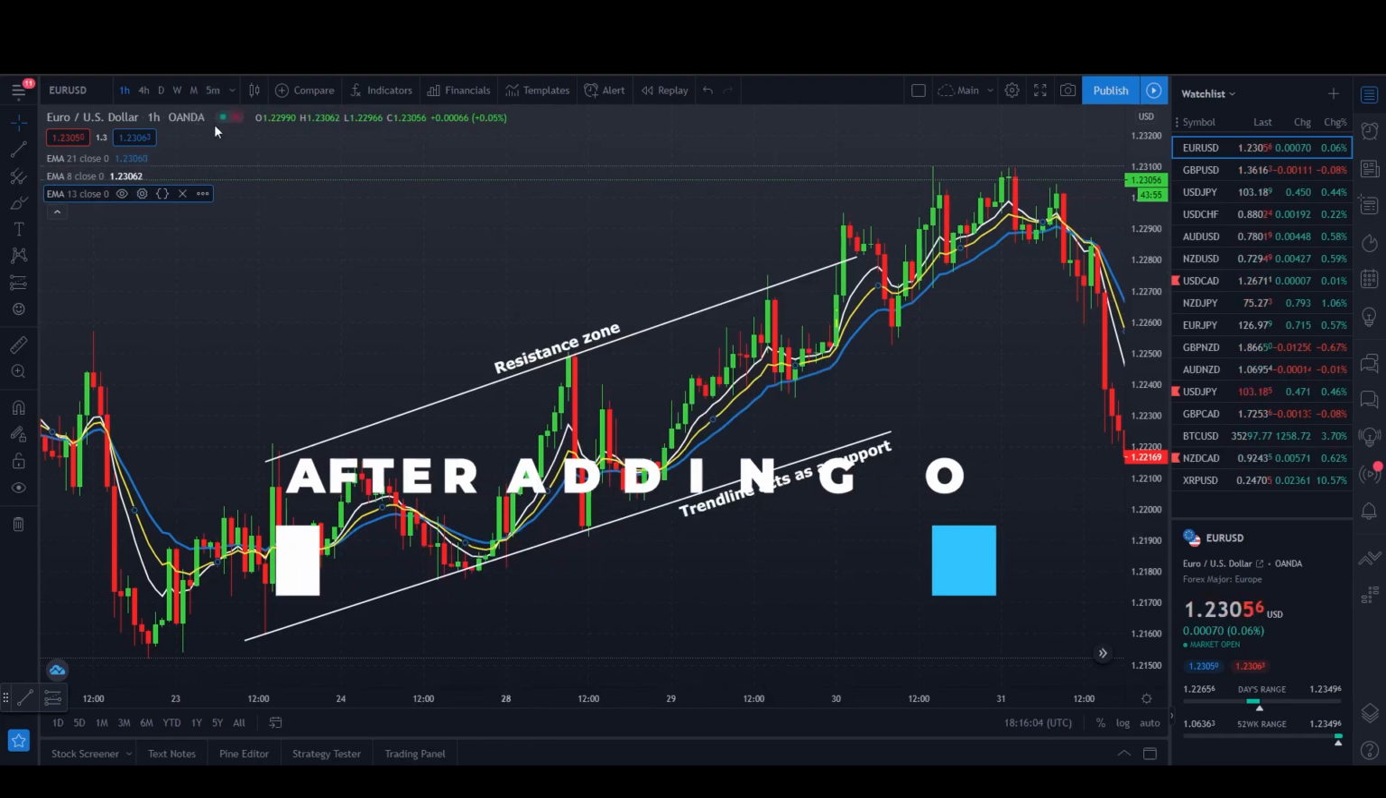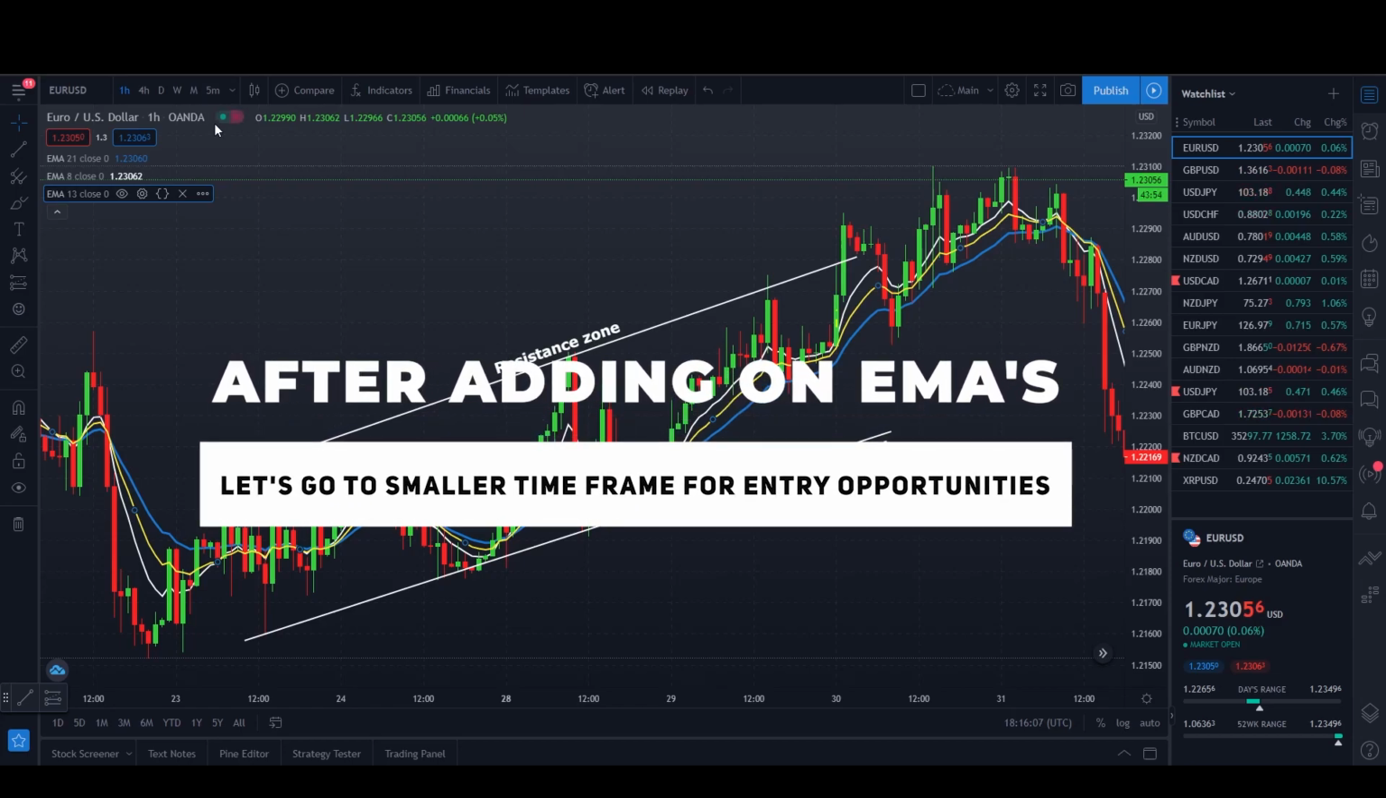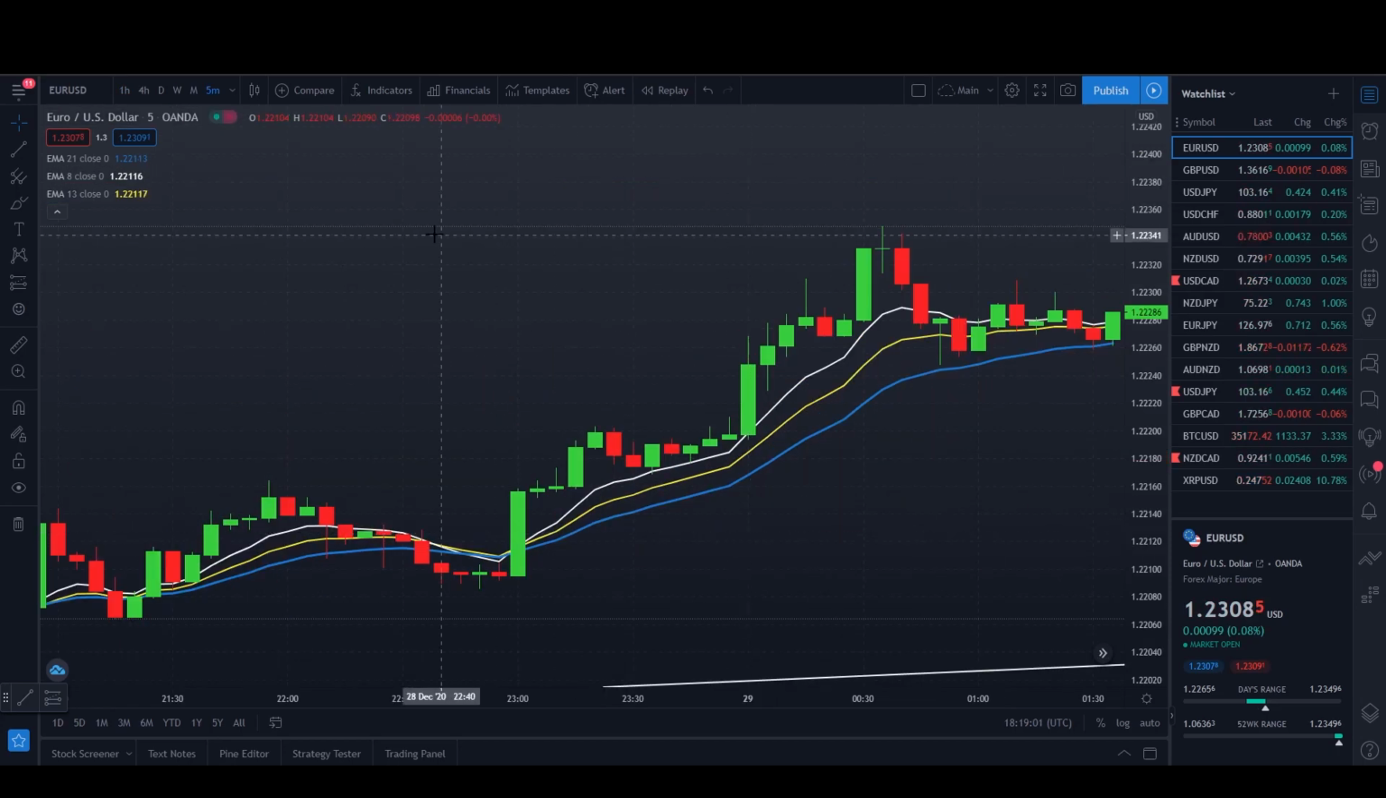So let's open a 5-minute time frame to see what's actually going on and how we can scalp using this strategy. Alright guys, so here we are on a 5-minute time frame for Euro USD, and all the exponential moving averages are set to go.